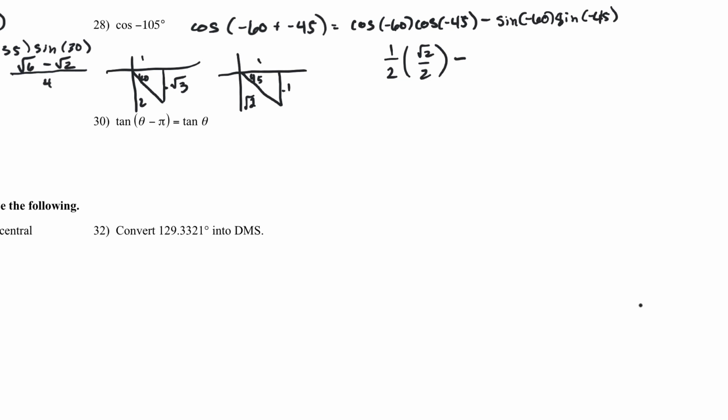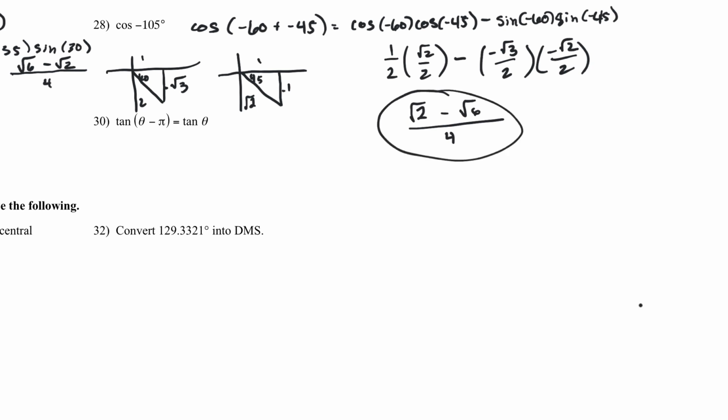So we're still subtracting. The sine of negative 60 is going to be negative root 3 over 2, and the sine of negative 45 is negative square root of 2 over 2. So I can realize that I've got two negatives being multiplied together, and I'm subtracting. So those negatives are going to kind of cancel each other out, but I'm still going to be subtracting the entire thing. So we're going to end up with square root of 2 minus the square root of 6, all over 4.